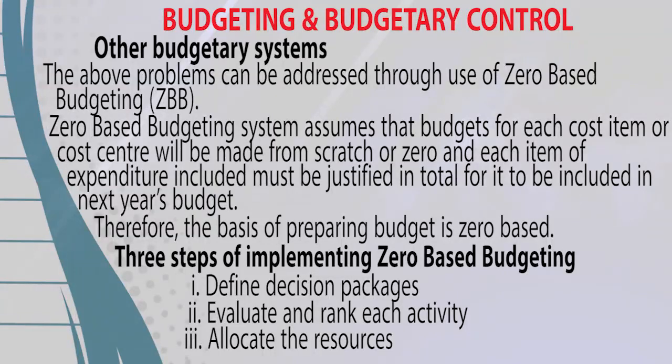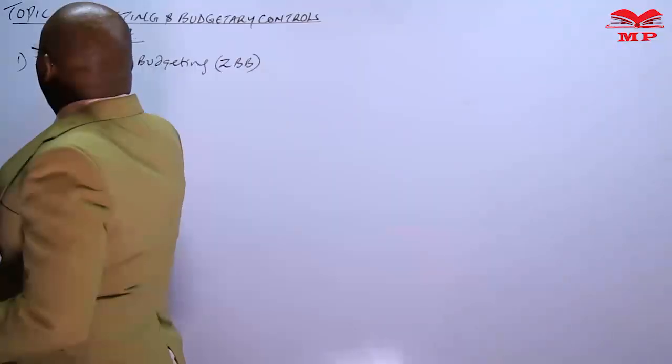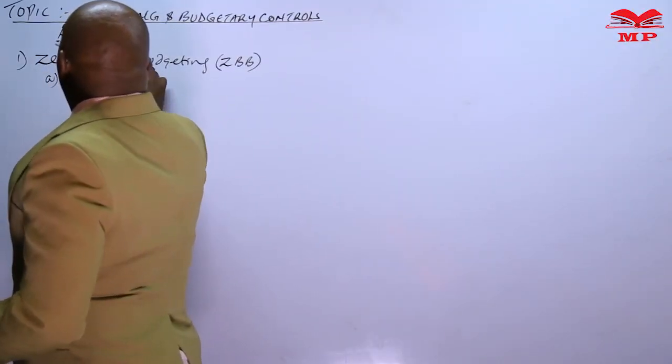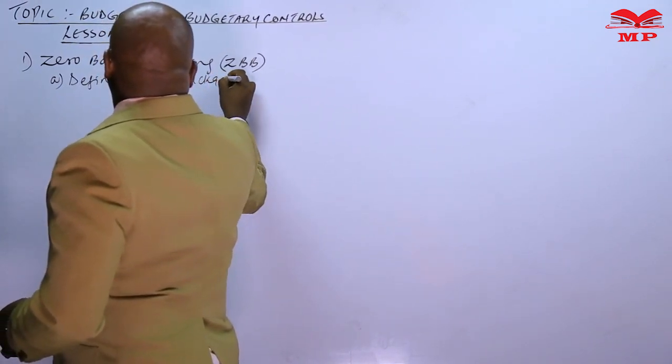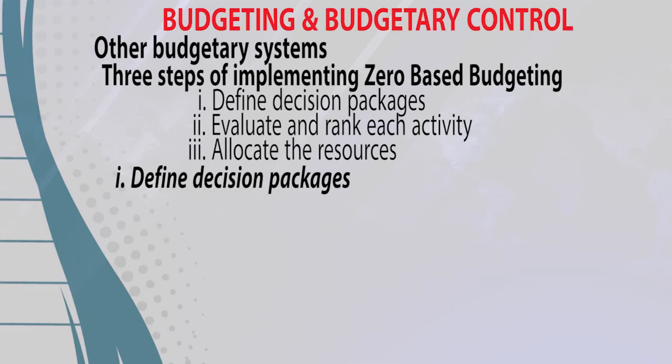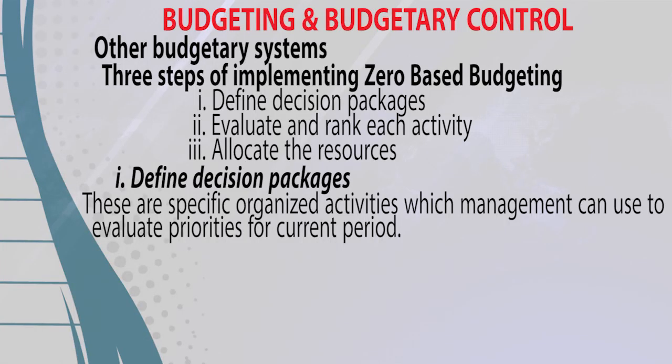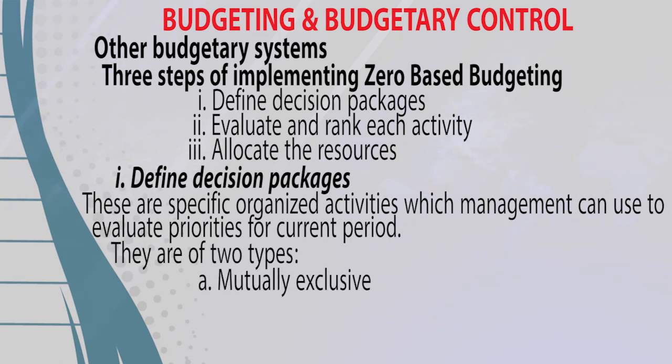So on the first one, which is define decision packages. These are specific organized activities which management can use to evaluate priorities for the current period. They are of 2 types: mutually exclusive and incremental packages.